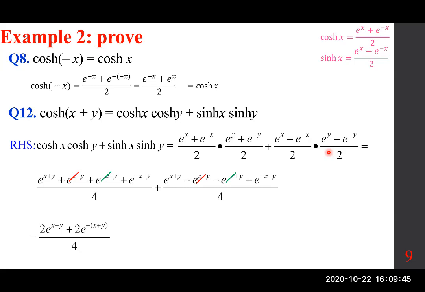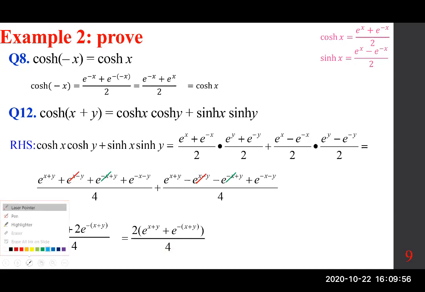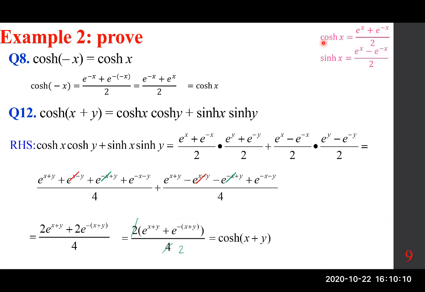So we can factor out the 2, okay? Which means the 2 goes away, this becomes 2. And I hope you see it looks like cosh of x plus y. So that's a proof, believe it or not. Okay, class?